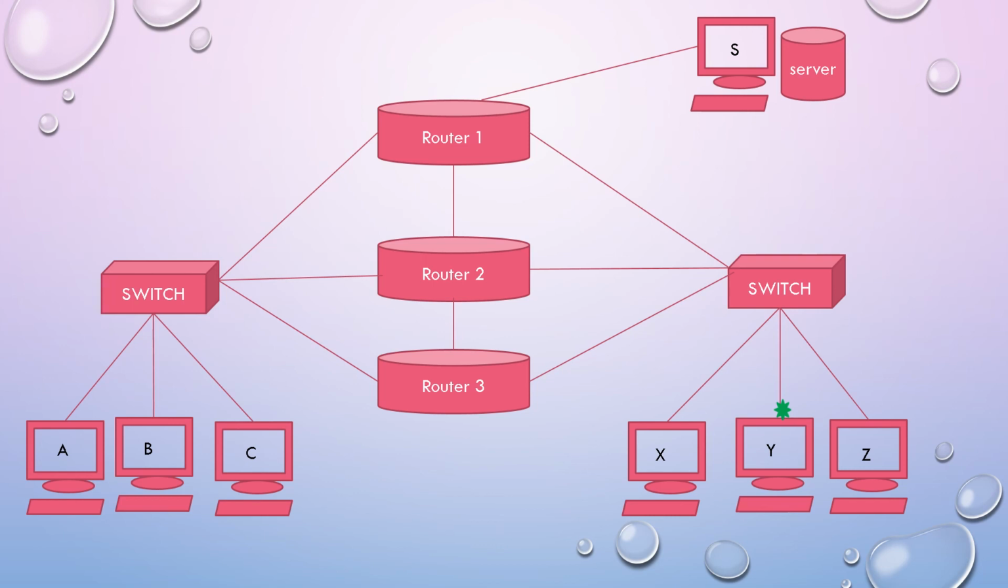Here computer S is a server. It wants to send a message to computer Y. Now there are various ways through which it can go. It can go to router 1, router 2, router 3, and then to the switch, and then finally to Y. But since it is a router, it chooses the shortest path to send a message or a signal. So the server S will send a message via router 1, then directly connect to a switch and then to destination Y. This is how a router works.